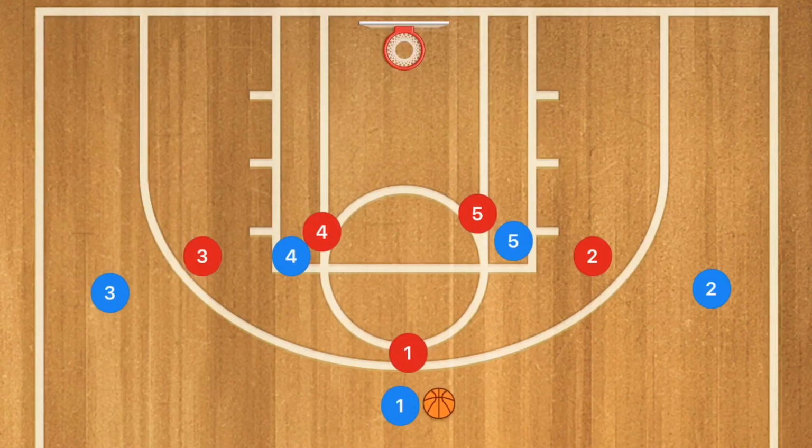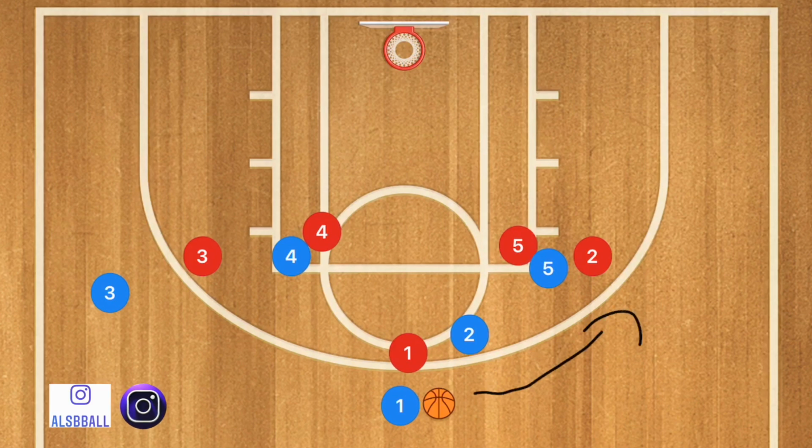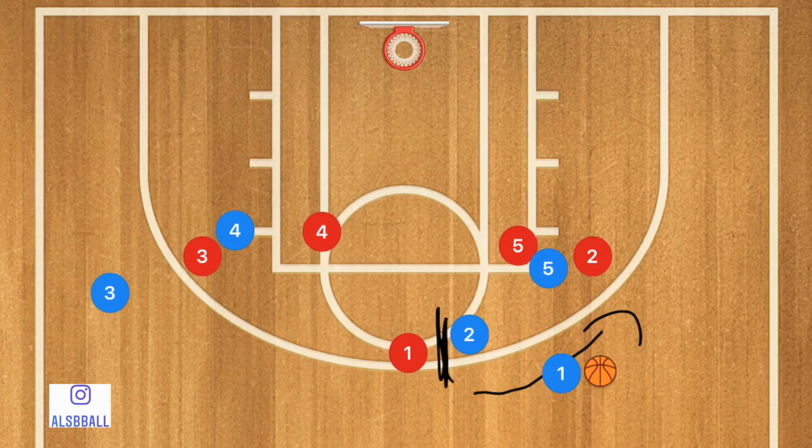Okay, so in this first play, what we're going to be having is player 5 setting a screen for player 2, and player 4 is going to be setting a back screen for player 3. So once this happens, this is going to be activated first. Player 1 is going to come off of that screen, and once this screen is set, player 4 is going to be setting his screen.